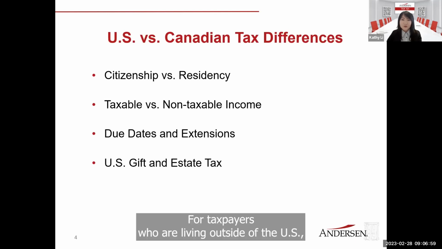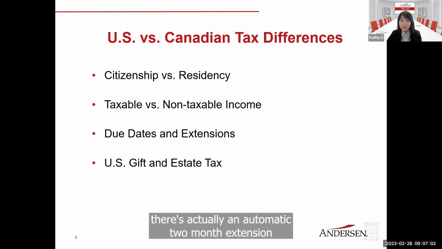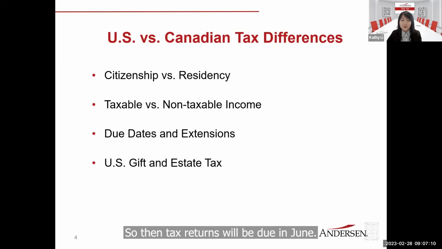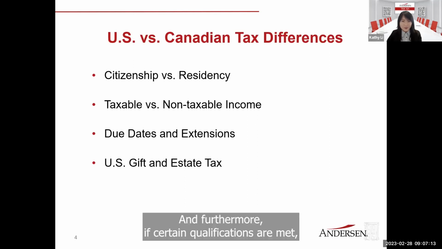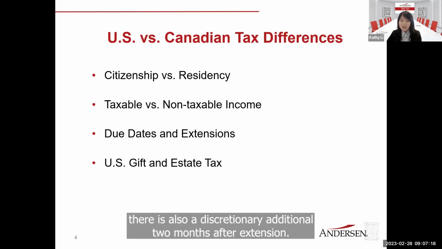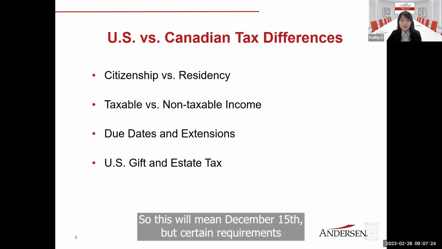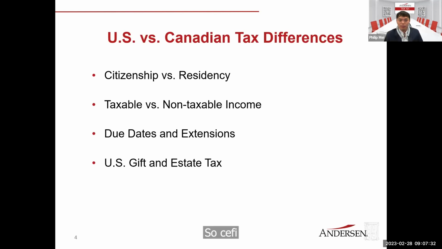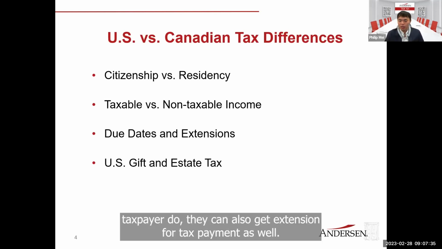For taxpayers who are living outside of the US, there's actually an automatic 2-month extension as well that the IRS grants. So then tax returns will be due in June. And furthermore, if certain qualifications are met, there's also a discretionary additional 2 months after that extension. So this would mean December 15th, but certain requirements need to be met, and the IRS may or may not grant this one. So Kathy, for a US taxpayer, do they also get an extension for tax payment as well?